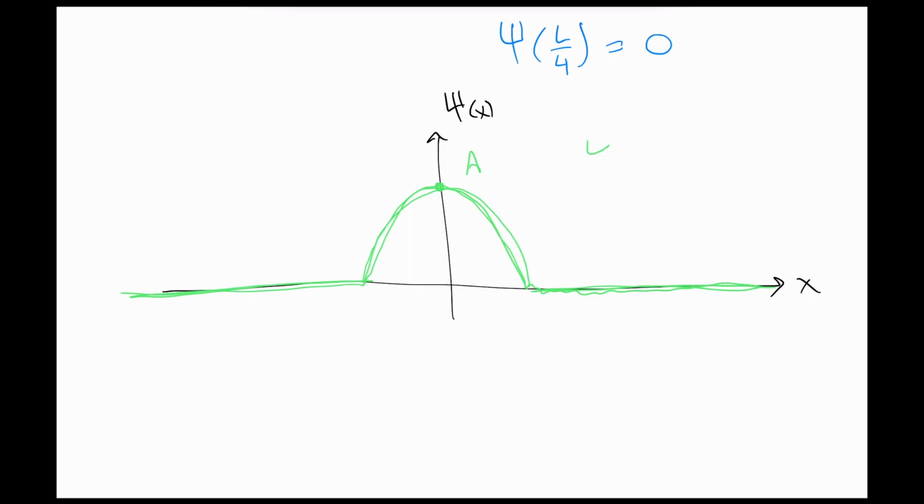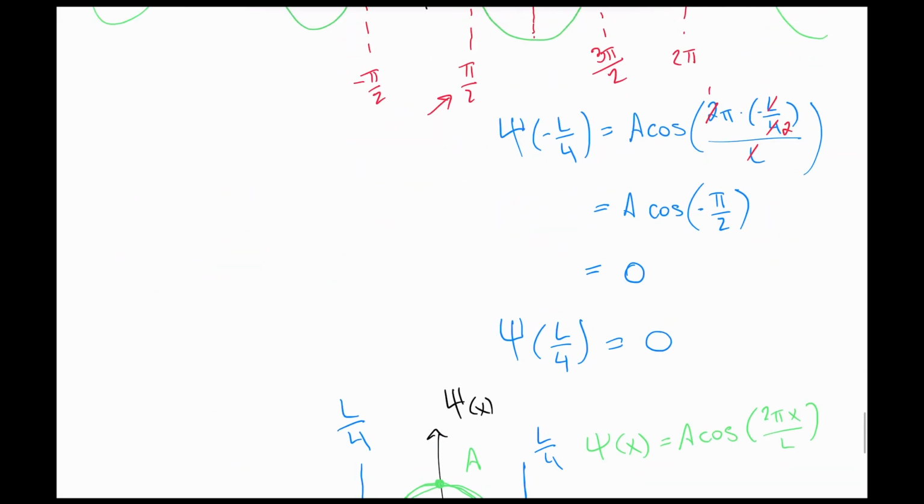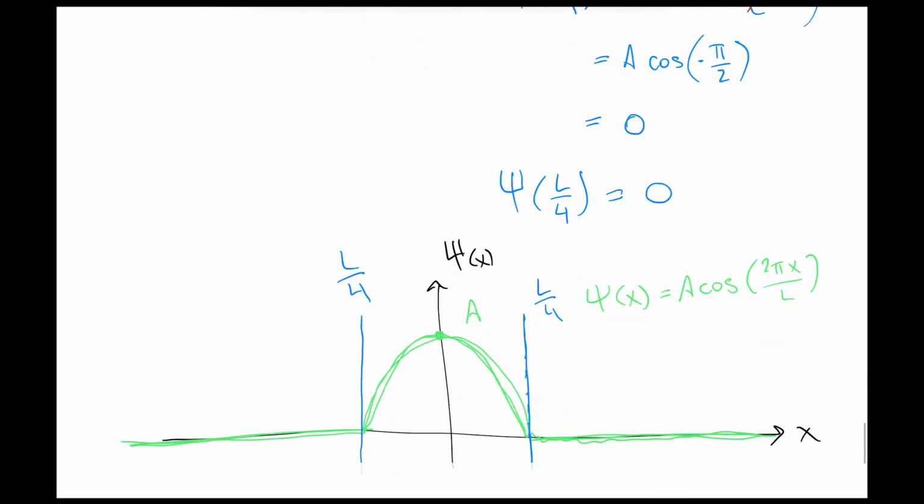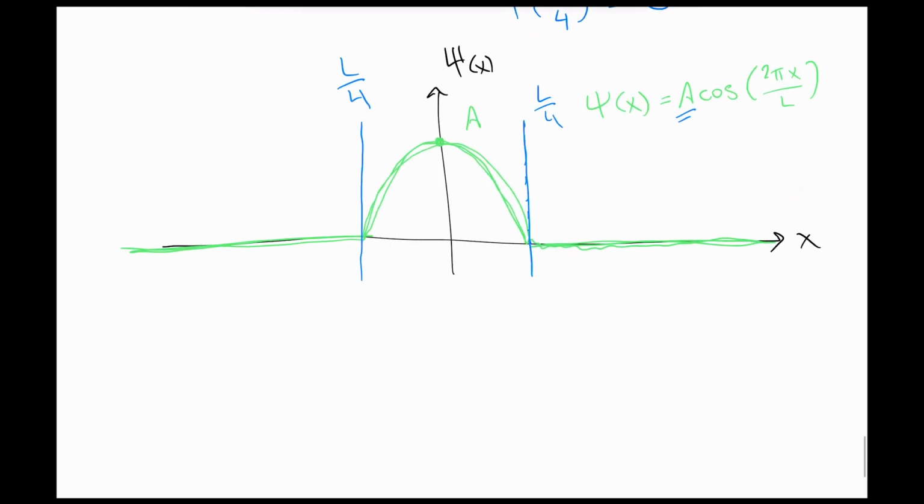So this is what our wave function looks like: equals A cosine 2 pi x over L. And again, these regions over here are L over 4 and L over 4. Cool. So what do we have to determine? Well, we have to find, for part A, what is this constant equal to in front of the wave function?